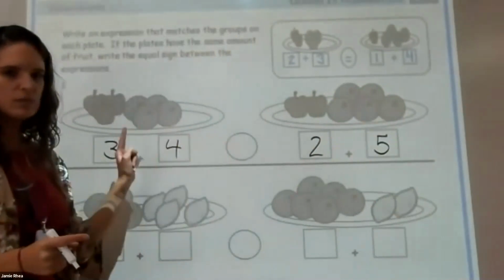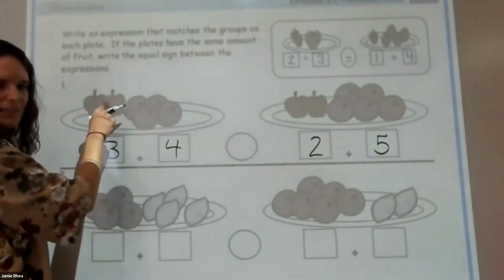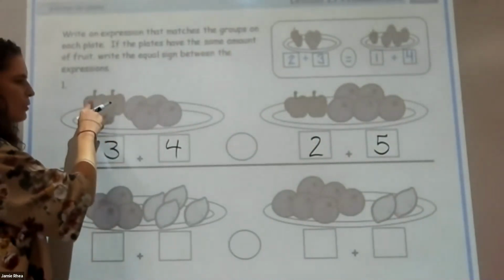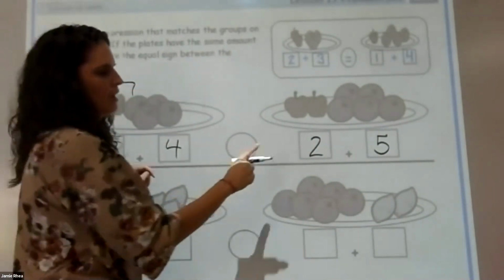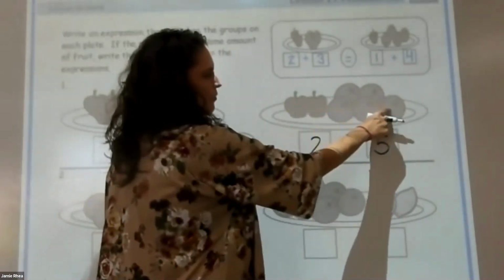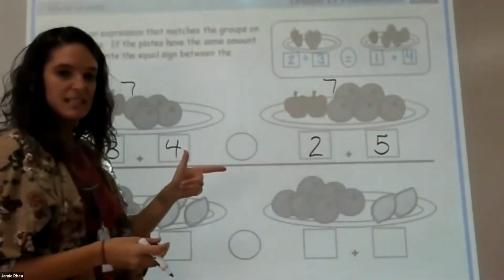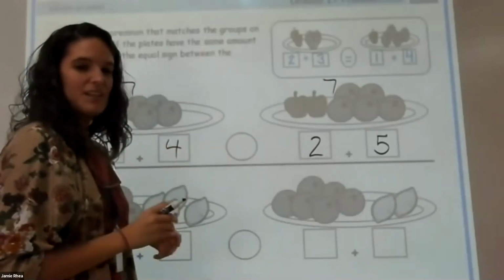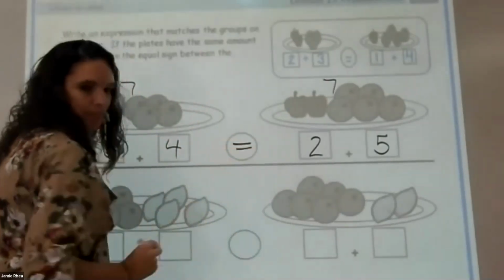Are these equal to each other? If I don't know what 3 plus 4 is, I can count my apples and oranges together to find out. 1, 2, 3, 4, 5, 6, 7. Then I have 7 here. I have 1, 2, 3, 4, 5, 6, 7 here. Or I could count on using 5, 6, 7. So we know that they both have 7 and they are equal.